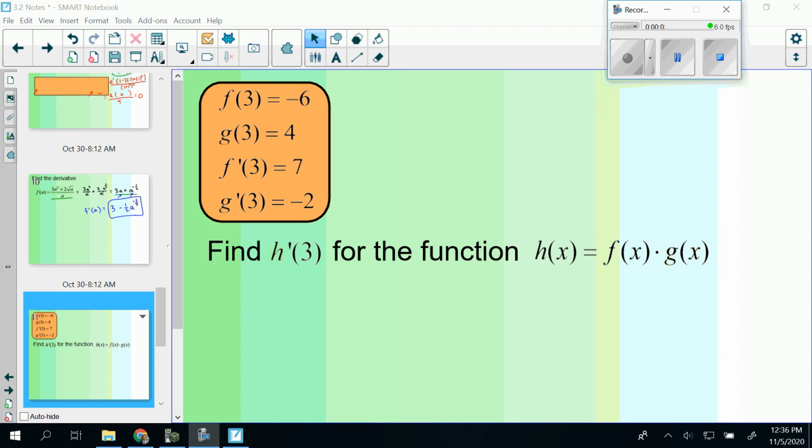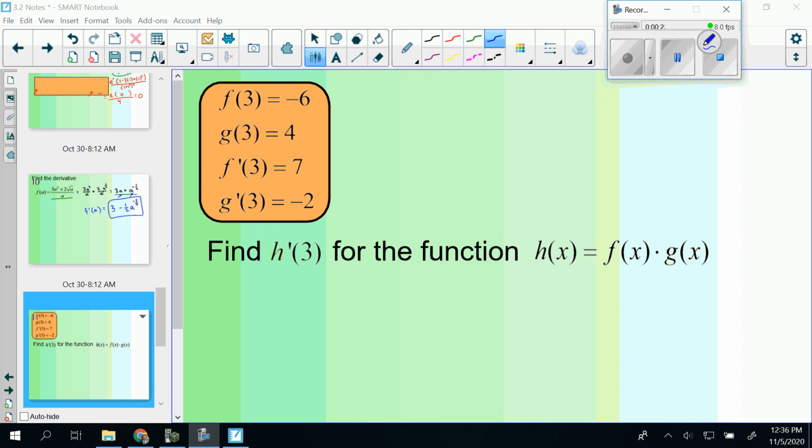All right, these next problems are going to be applying product and quotient rule to new functions based on other functions and then solving for the answer. So this one wants us to find what's the derivative of h at 3 for this function where h equals f times g. Now we don't know what f and g are.